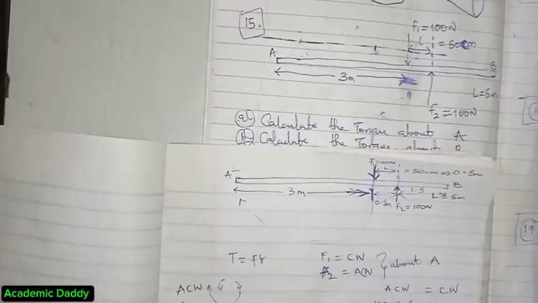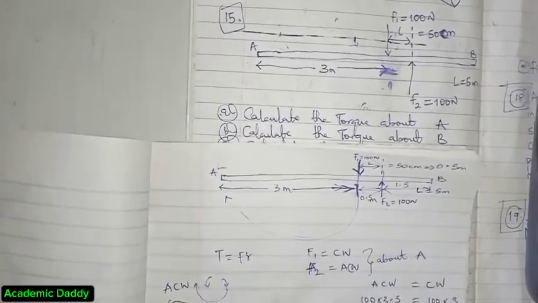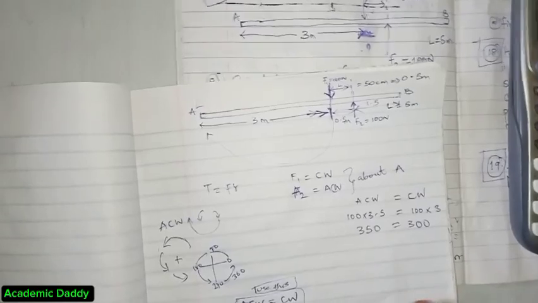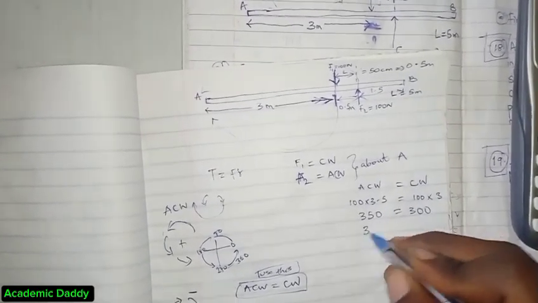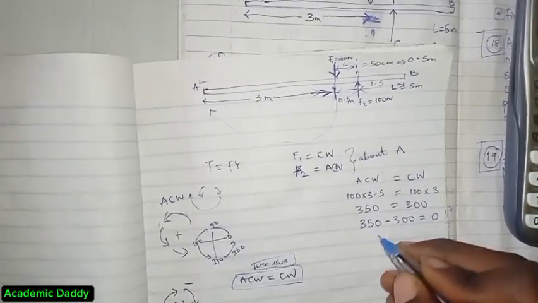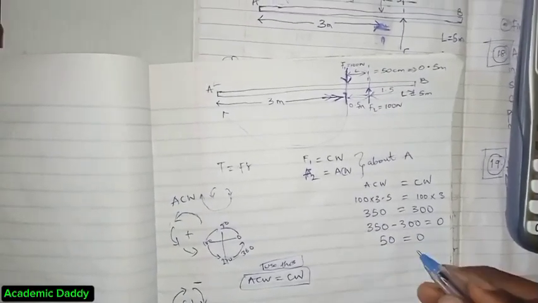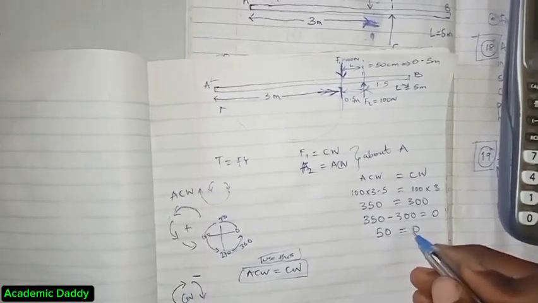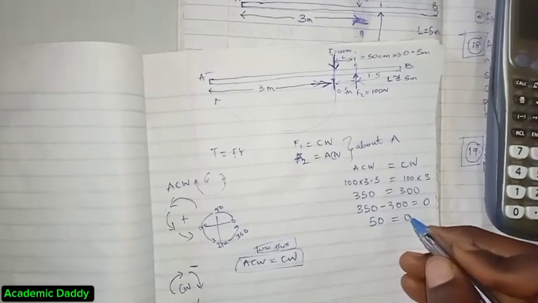So notice that I have 350 and I have 300. Now 350 minus 300 gives me 50. Remember, it's the torque I'm finding. So the torque about A is equal to, I can choose to say, this 50 is equal to A.